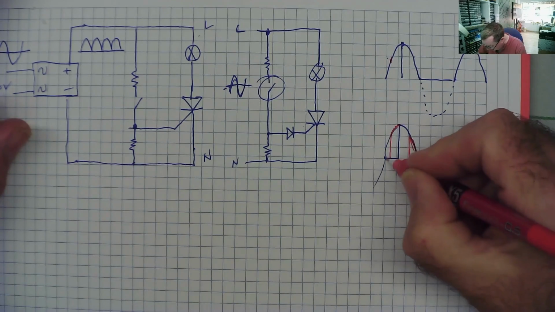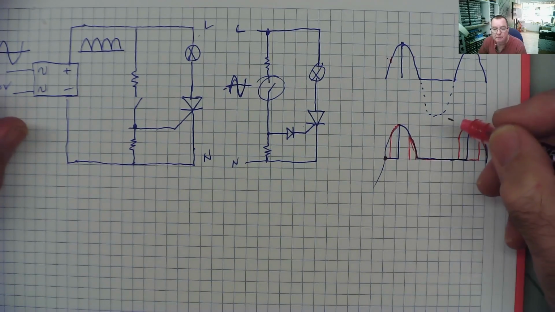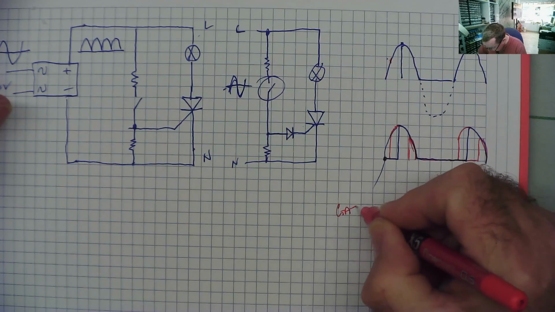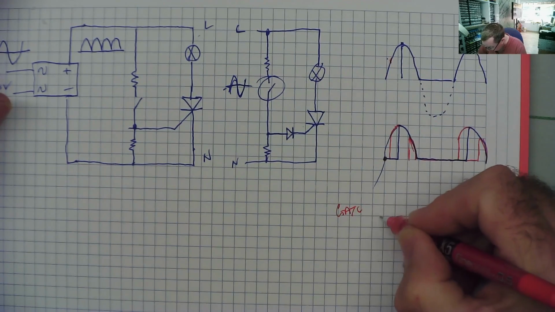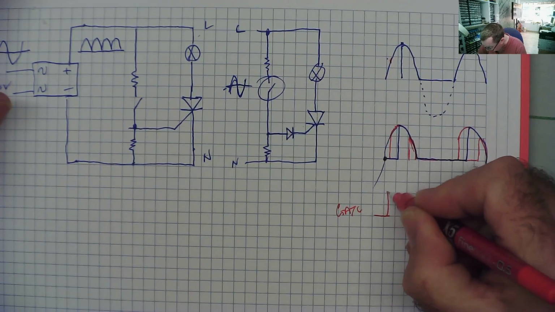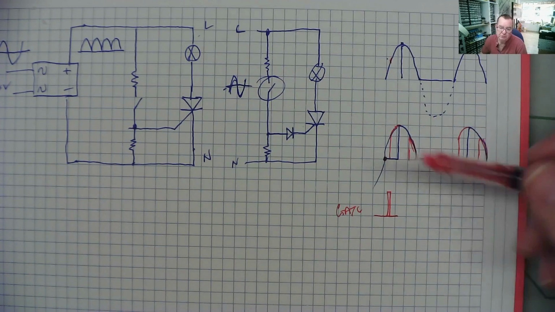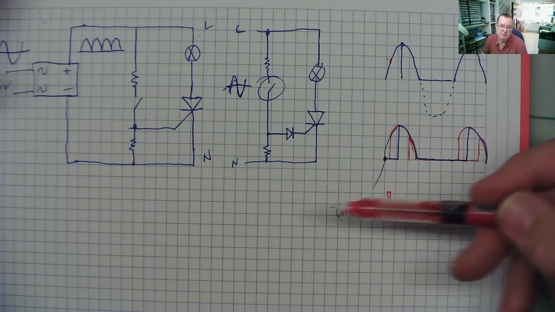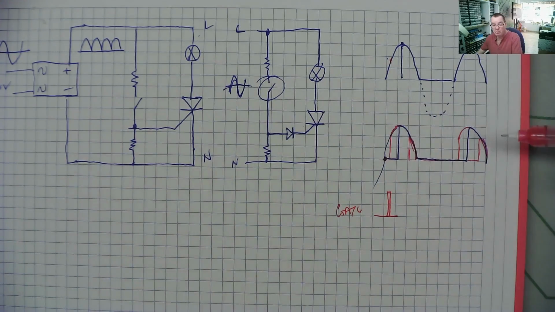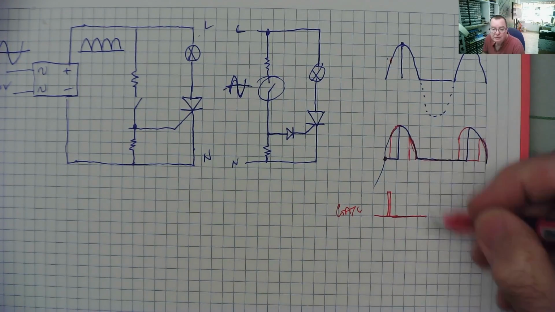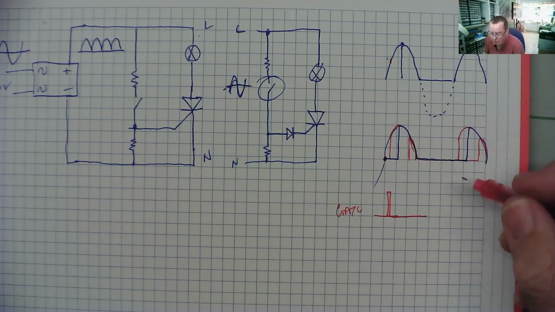So if we detect the point where the voltage passes 0, and this is your gate, so on the gate we just put a small pulse, 0.6, 0.7 volts. Normally you would use a resistor anyway to limit the current. It will turn on. The next time you need to turn it on, if you try to turn it on during the negative half cycle, nothing will happen.